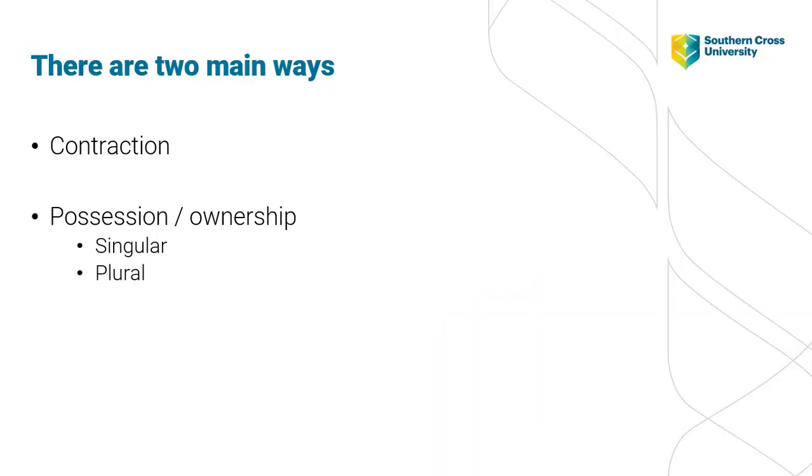Now there are two main ways that we would use an apostrophe in our writing. The first of these is contraction to shorten words, and the second is possession or ownership of a noun. And we're going to look at the rules that govern how we use these with singular nouns and plural nouns.